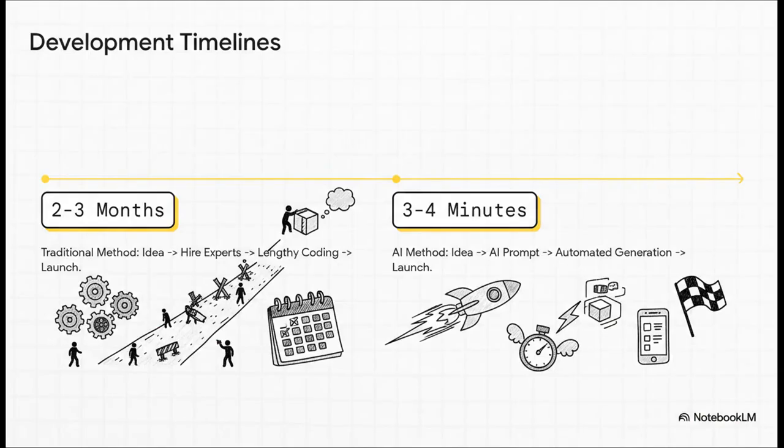I mean, just look at this. It's kind of hard to even wrap your head around the difference. The traditional way takes 2, maybe 3 months of grinding it out. The AI method, we're talking 3 to 4 minutes. Not days, not hours, minutes. This isn't just a small step up, it's a complete revolution in how this stuff gets made.